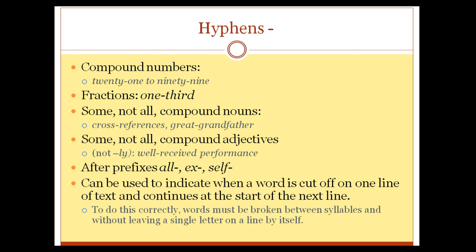Hyphens can also be used to indicate when a word is cut off on one line of text and continues at the start of the next line. It doesn't apply to most of us in our everyday typing. However, in a journalism context where space is limited, or for example, if you're limited to one page of typing for an essay and need to have more to say, this can be very useful. In order to do this correctly, the wrapping of text properly, you have to break the words at the end of each line by syllables. Remember that you can't leave a single letter on a line by itself, either at the line before or the line after.